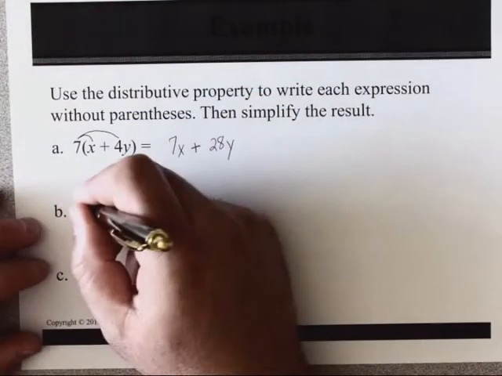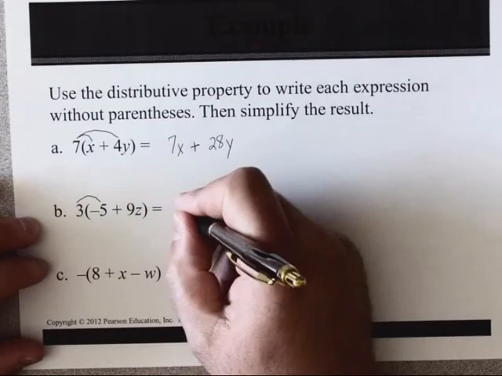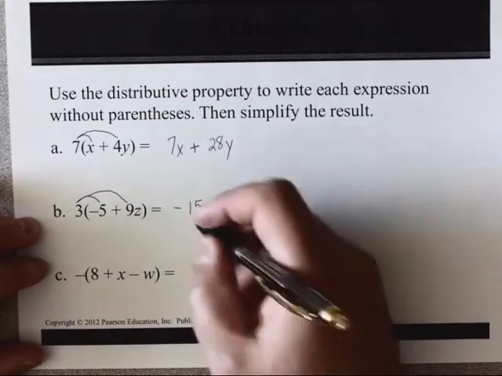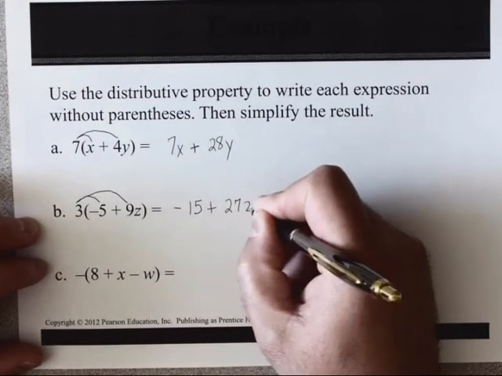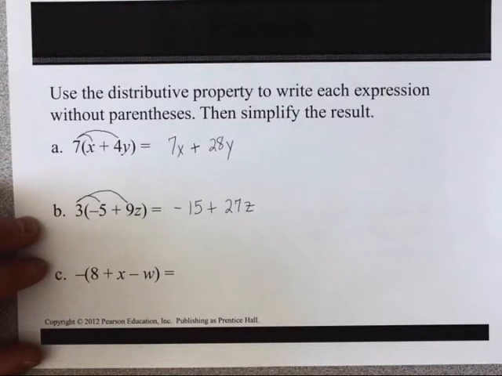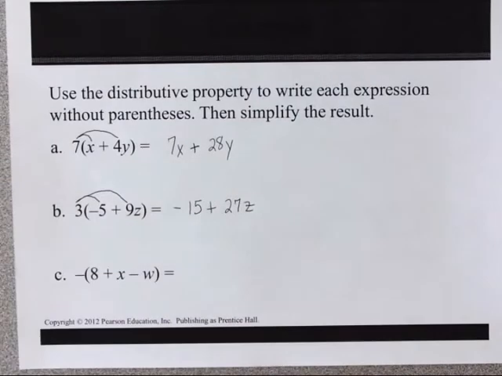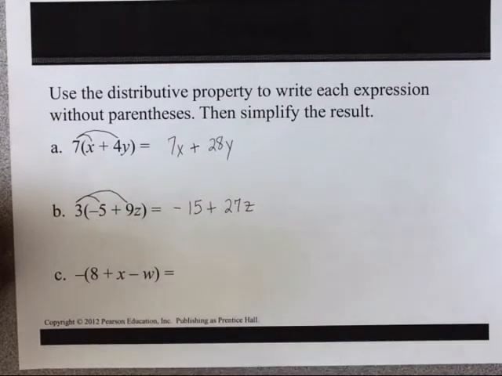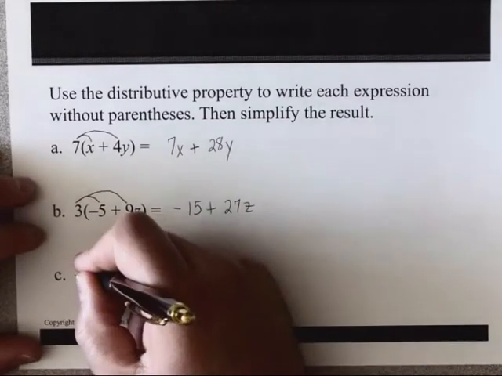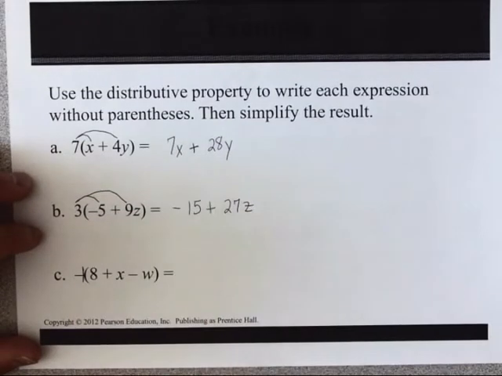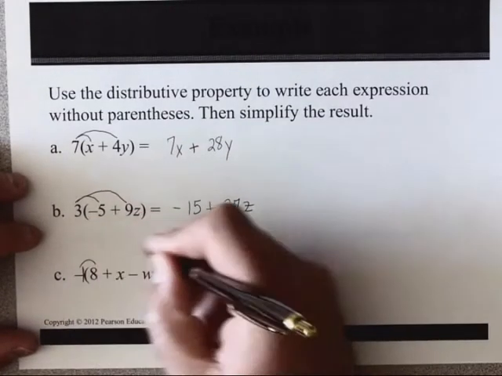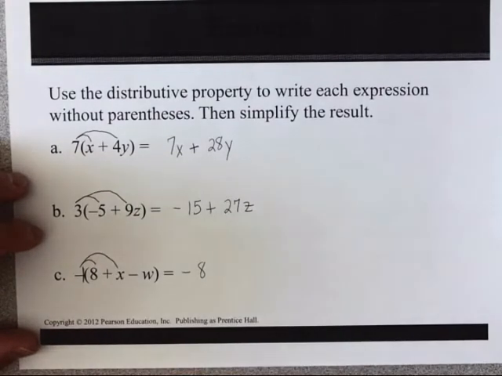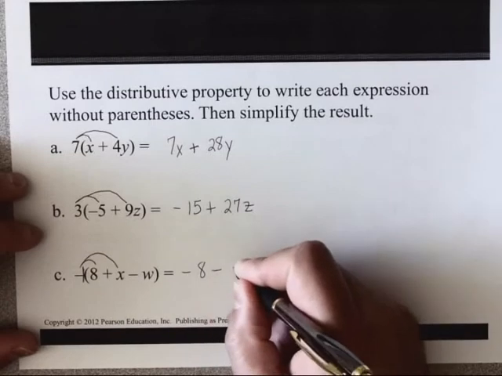Okay. Same thing here. 3 times -5, -15. Positive 3 times a positive 9z is positive 27z. Okay, and you got to be really, really careful with signs when you use the distributive property. Notice in C there's no number here, right? So if there's no number and there's a negative sign, it's implied that there's a -1 there. So that's -1 times 8, which is -8. -1 times a positive x, which is a -x. So I'm going to write minus x.